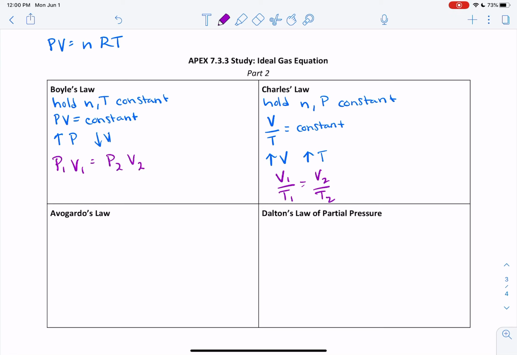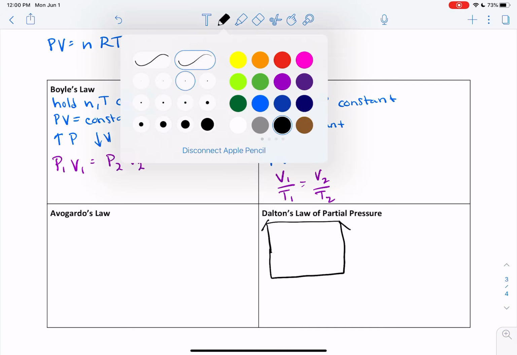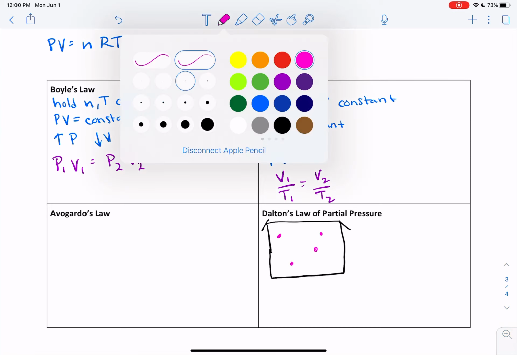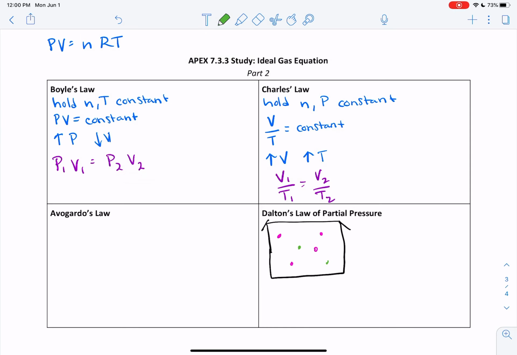There's also something related to this called Dalton's Law of partial pressure. So I want you to think about if you had a container of gas, and let's say we have a couple different types of gas in here. We have this pink gas, we have this green one, and we have this blue one, okay?